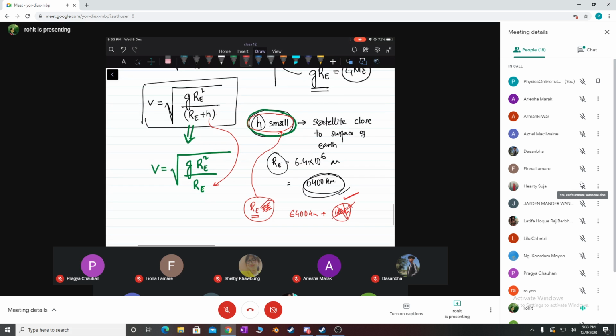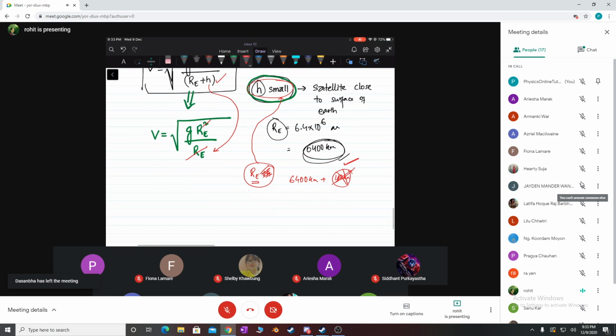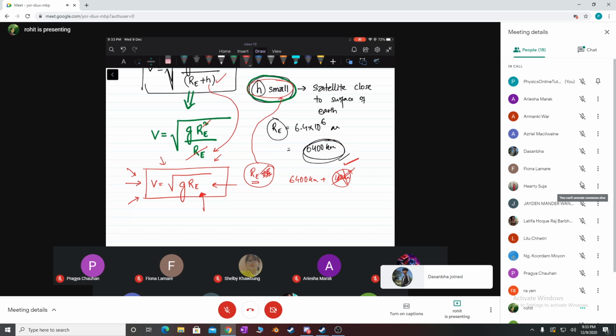So see, from this formula, I've removed H, and when I do that, this RE and this will cancel, and I will write V equal to root over of just g RE. So let me ask you, please tell me, guys, what is this? Is it the orbital velocity of the satellite or not? Yes, it is the orbital velocity of the satellite. When? In every case, or when the satellite is very close to the earth? Whenever the satellite is very close to the earth, you can use this formula directly.